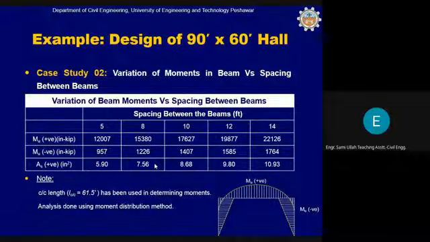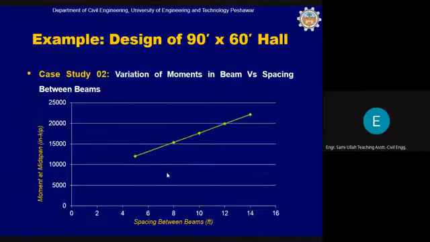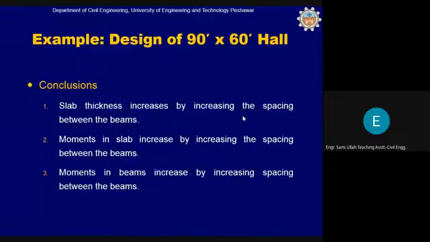What are the conclusions? The slab thickness increases by increasing the spacing between the beams. The reason is very obvious, because the span length of the slab depends on the distance between the beams. And moments in the slab increase by increasing the spacing between the beams. This is also very obvious, because by increasing the spacing, the load on the beam will increase, because it will now have to support more part of the slab. And moments in beams also increase by increasing spacing between the beams.